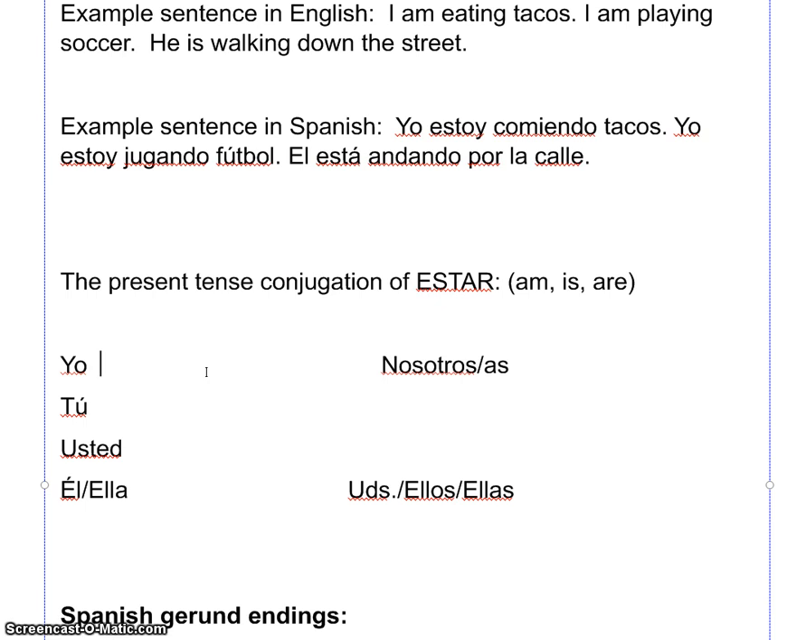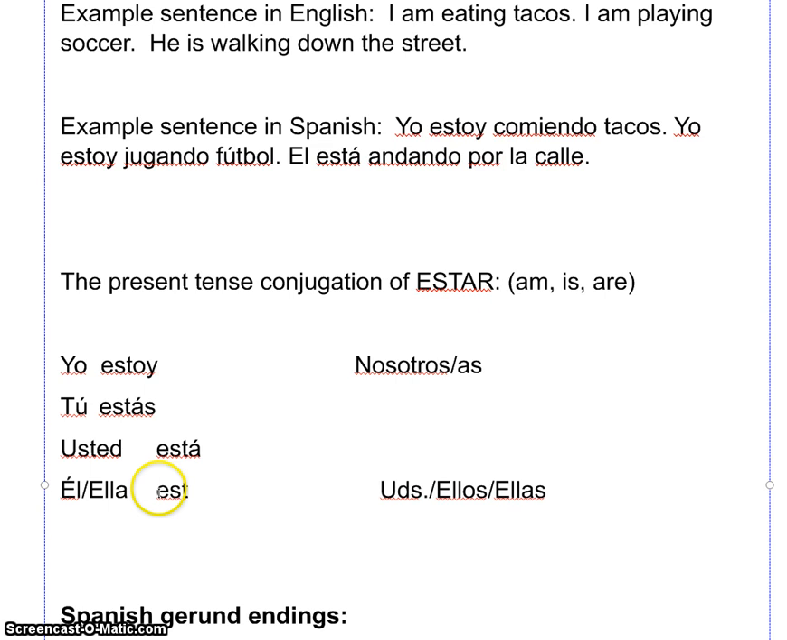The yo form is yo estoy. And I would make sure I write these down because you're going to need these. See? The tú form is tú estás. The usted, él, and ella form is está. I just have two lines for them. Not exactly sure why, but let's see. Nosotros form just looks like an AR verb. Estamos. And the ustedes, ellos, and ellas form is están.